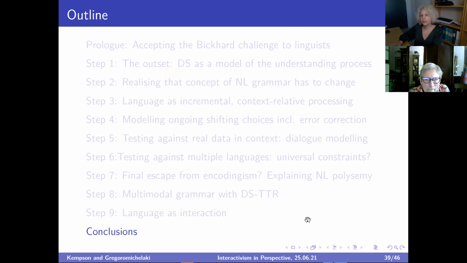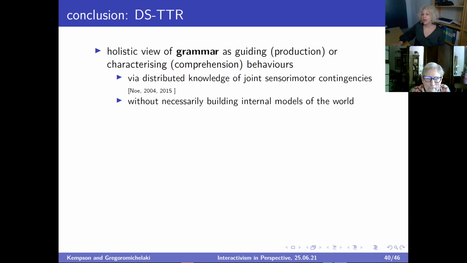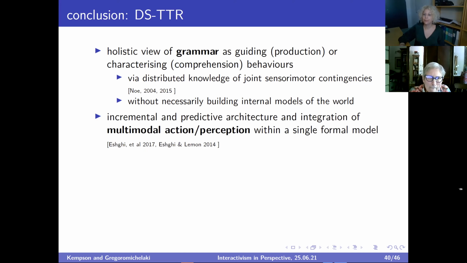So, what do we have here? We come to the conclusions. So in the STTR, we have a holistic view of grammar as guiding production or characterizing comprehension behaviors. And this relies on a distributed knowledge basis of sensory motor contingencies on the part of the participants, and without any need for necessary construction of internal models of the world. The incremental and predictive architecture allows the integration of verbal action with physical action and perception.